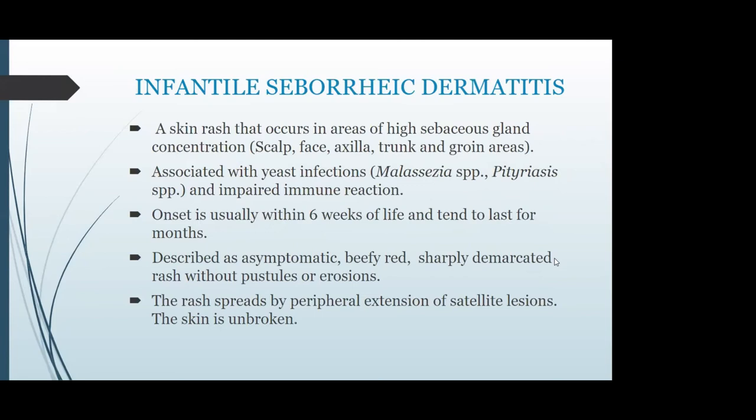Next slide. Okay, the next one I would like to talk about is infantile seborrheic dermatitis. Now, seborrheic dermatitis is a skin rash that occurs in areas where you have high oil gland concentration, also called sebaceous gland. So you see it on the scalp, on the face, in the armpits, on the trunk, and even the diaper regions. This is what makes it different from atopic dermatitis.